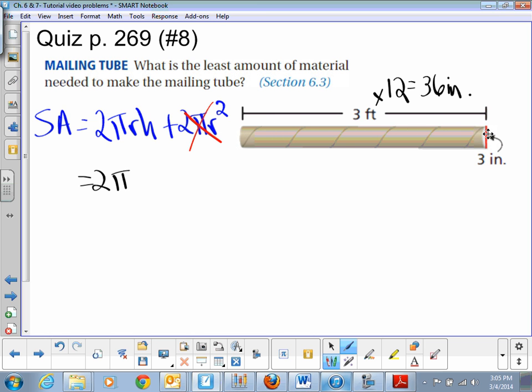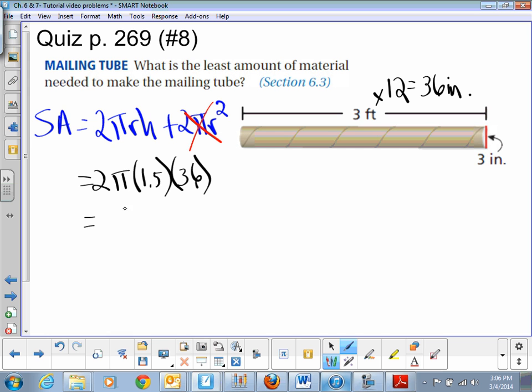The height. No, this is not the height. The tube is laying down, so to speak, so the height is horizontal. So the radius, well, that's the diameter. What's half of the diameter? 1.5. So 1.5. And then the height would be 36. So all we got to do is 2 times 3.14 times 1.5 times 36.